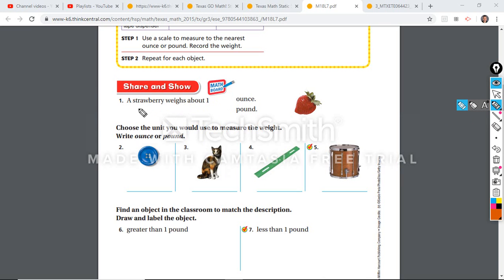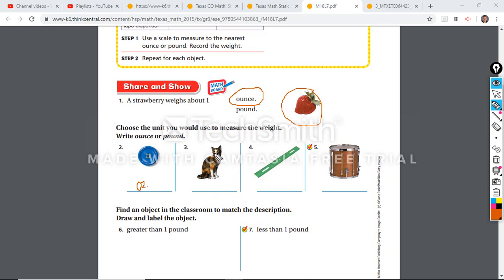Okay, so if a strawberry weighs about one, unless it's the world's largest strawberry that I haven't seen yet, it's an ounce, about 1 ounce. So which unit would you use to measure the weight? It's ounces or pounds? Well, this is a button. You're going to use what? An ounce. And the abbreviation for an ounce is OZ.